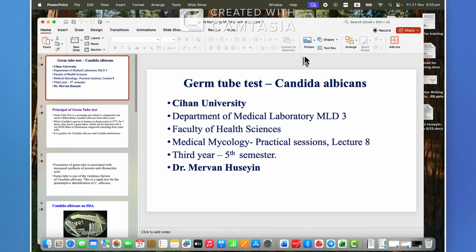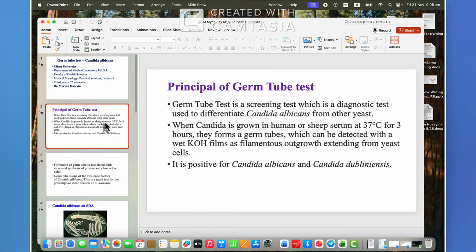So, as you know, we talked about Candida albicans, and we said that germ tube is one of the virulence factors of Candida albicans. If you remember in the lecture, in the theory and practical as well, we previously talked about germ tube. So this is one of the virulence factors, and today we're going to do the test of detecting the germ tube in Candida albicans.